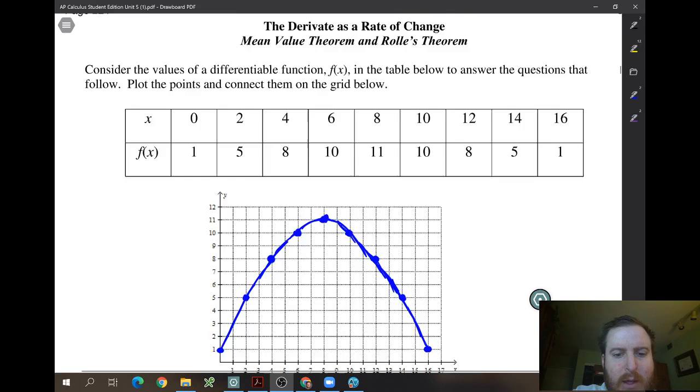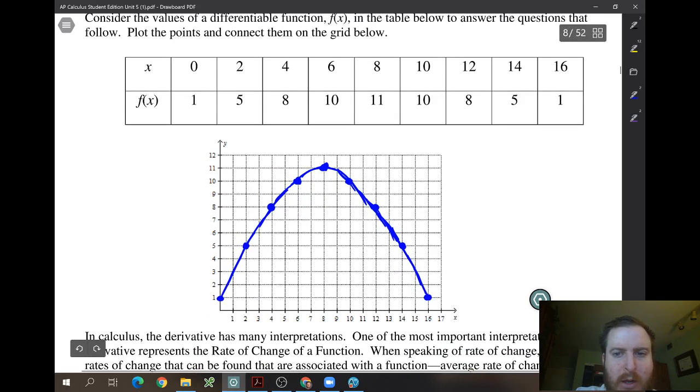So before we do anything, I do want you to kind of plot these points, right? All of these x and y values. So like 0, 1, 2, 5, 4, 8. Go ahead and pause the video and just plot that. And then we'll restart it.